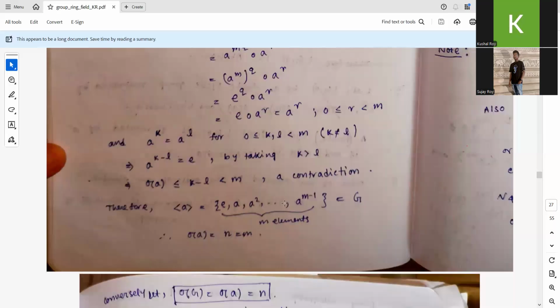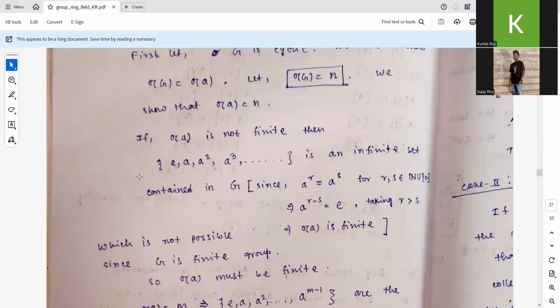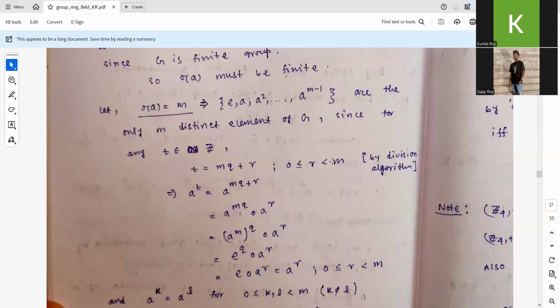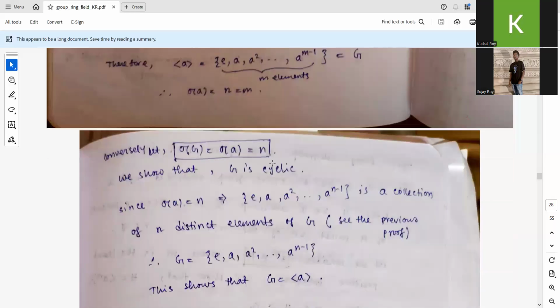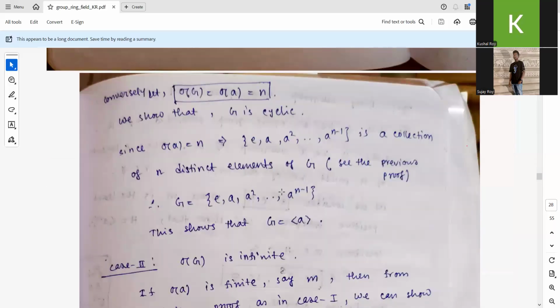But we have already taken that the order of G is n. So the order of a and the order of G must be the same, and therefore the order of G and the order of a both are n.